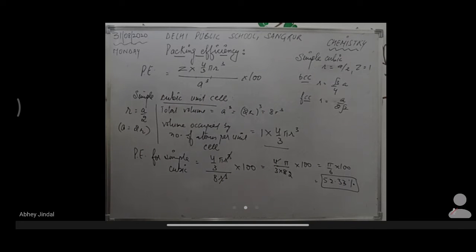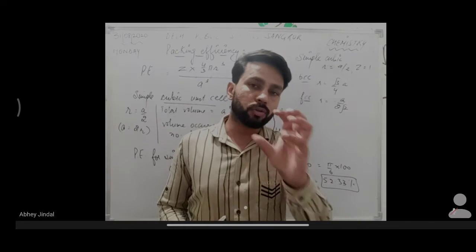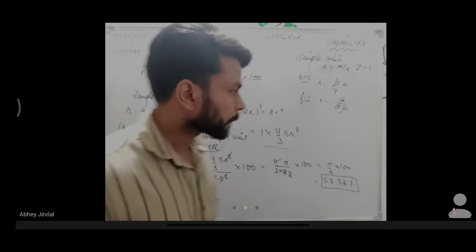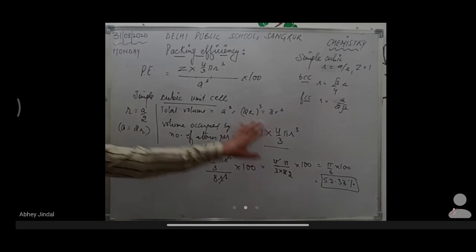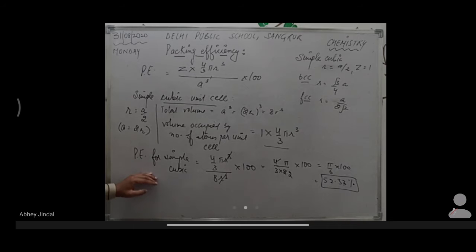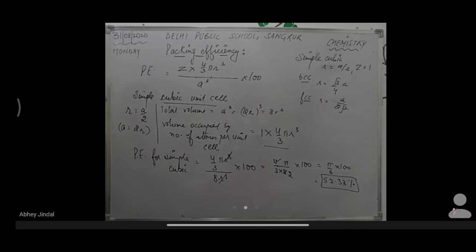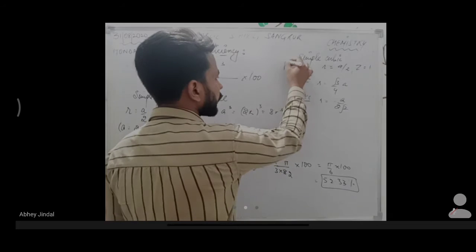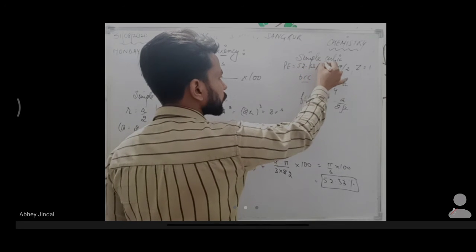It means it has a lot of void in between. It has a lot of empty space. That is, if a crystal is simple cubic, then it is not so closely packed, it is not so hard. It will be soft. Clear? So in the exam also, the packing efficiency for simple cubic is 52.33% only. You have to keep this in mind: packing efficiency is 52.33%.